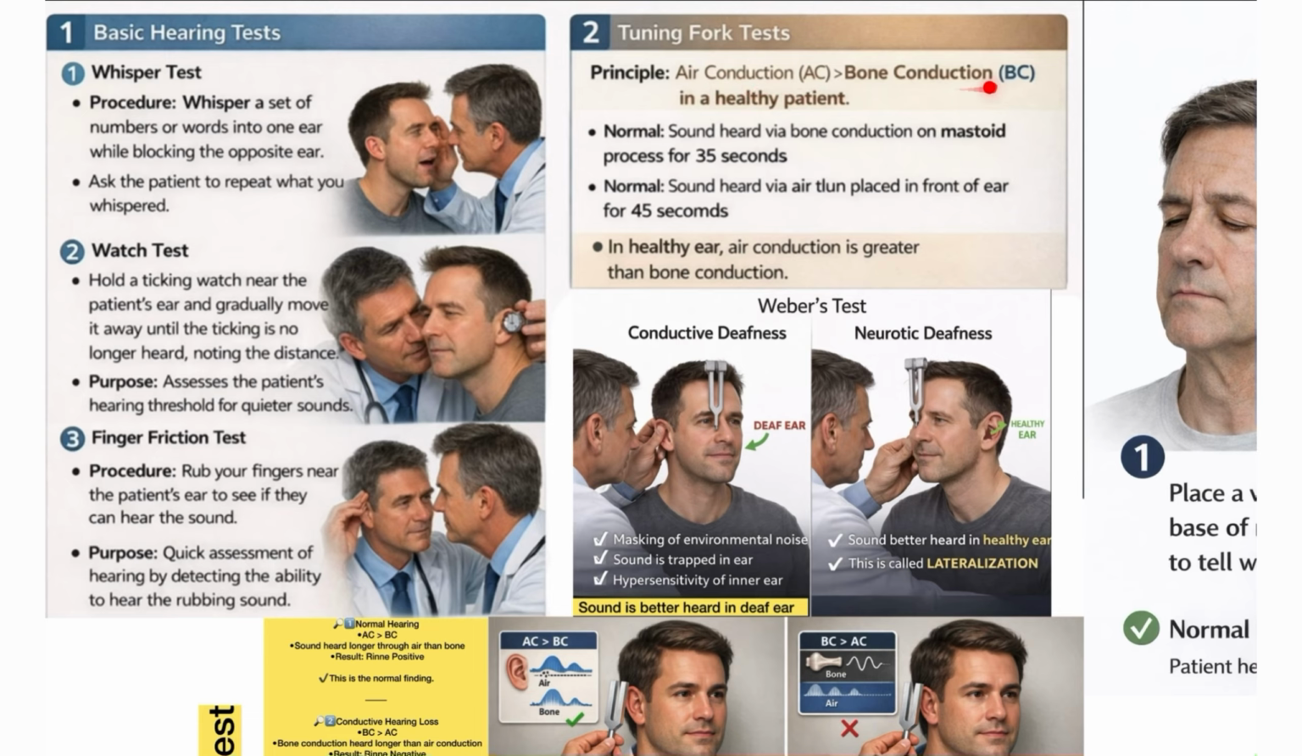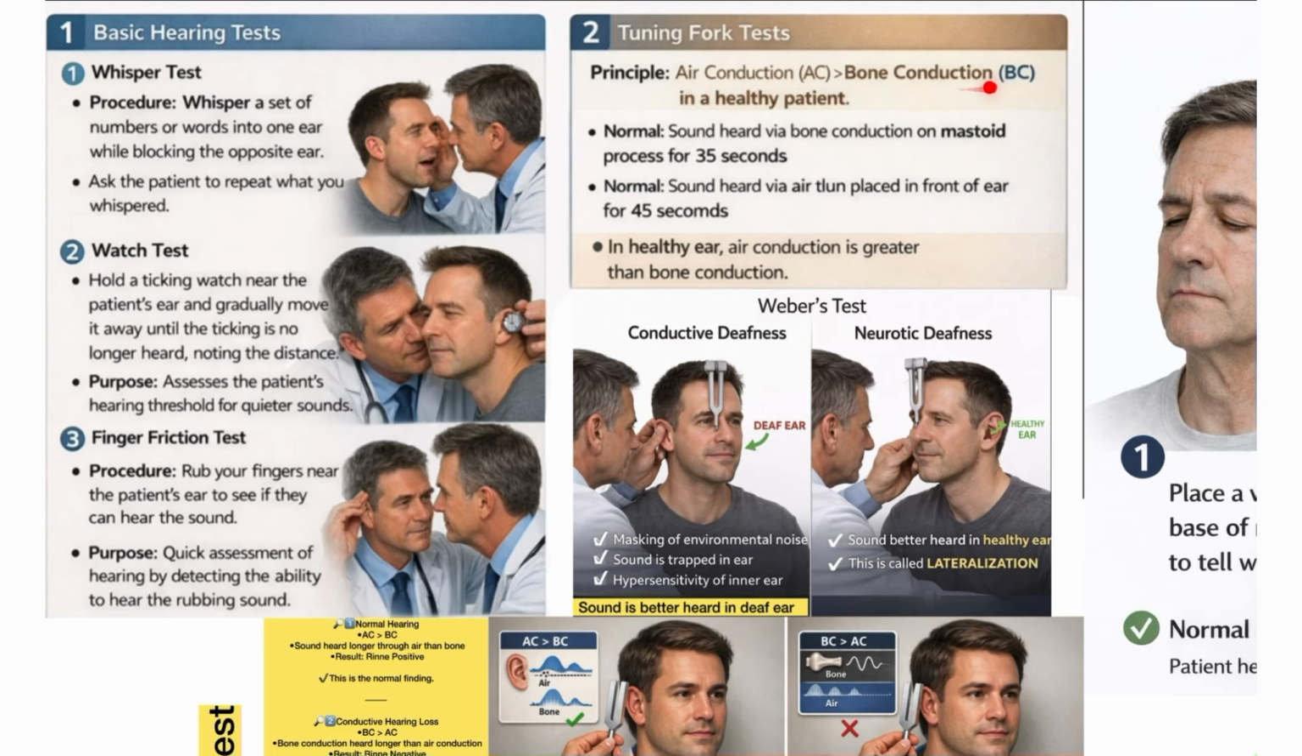In Weber's test, if there is conductive hearing loss, then sound is better heard in the deaf ear. Why? Because there will be masking of environmental noise, sound is trapped in the ear, and it leads to hypersensitivity of the inner ear. But if there is sensorineural hearing loss, then sound is better heard in the healthy ear, and this is called lateralization because sound travels through the bones of the skull towards the healthy ear. And you can also perform the absolute bone conduction test where the examiner compares his hearing ability with the patient, knowing that the examiner has intact hearing.